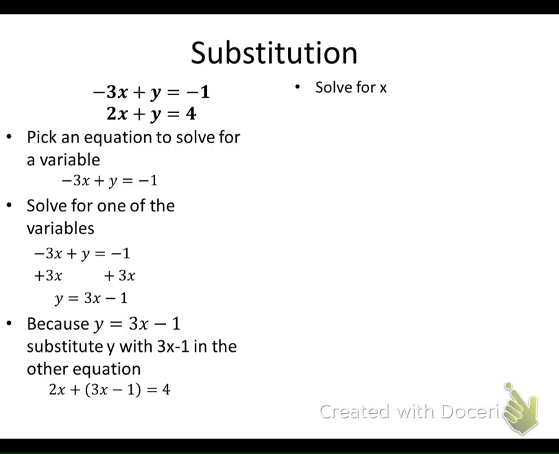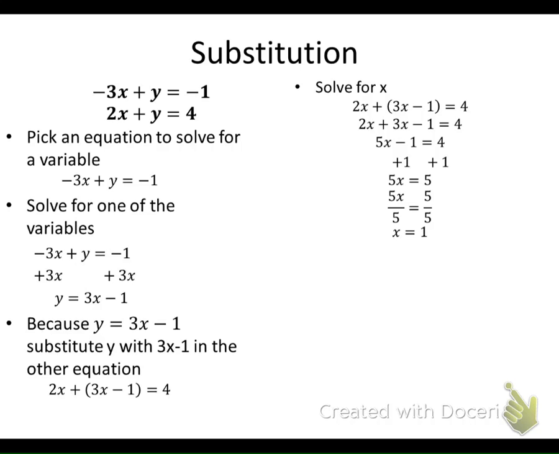Alright, so now we'll solve that for x. Alright, 2x plus 3x is 5x's. I need to get rid of that minus 1, so adding 1 sounds like a great idea. Now I've got 5x equals 5. I can divide both sides by 5, and I get x equals 1.